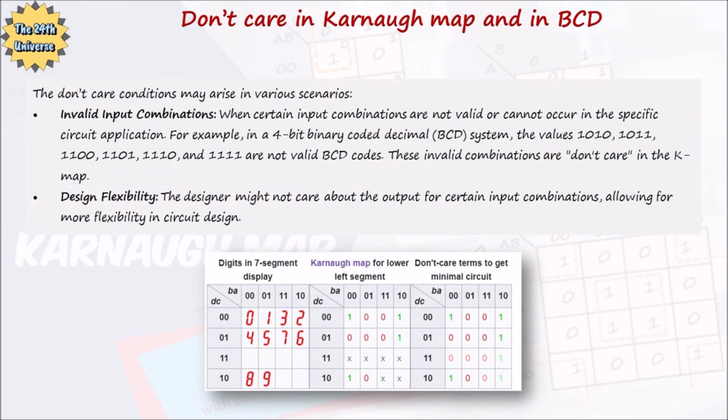Don't cares occur when certain input combinations are not valid or cannot occur in the specific circuit application. For example, in a 4-bit binary coded decimal, that is BCD system, the values 1010, 1011, 1100, 1101, 1110, and 1111 are not valid BCD codes. These invalid combinations are don't cares in the Karnaugh map. Design flexibility: the designer might not care about the output for certain input combinations, allowing for more flexibility in circuit design.